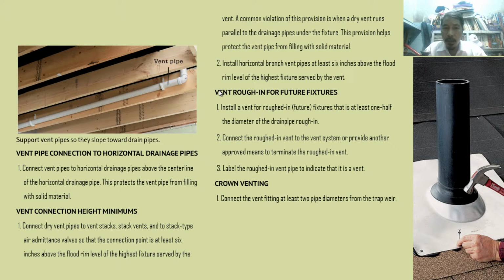Install horizontal branch pipes at least 6 inches above the flood rim level of the highest fixture served by the vent. So we need to install horizontal branch vent pipes. Again, there is a provision: 6 inches above the flood rim.